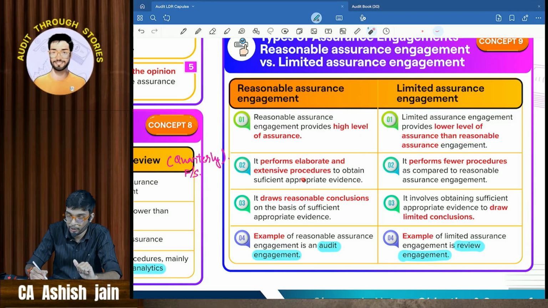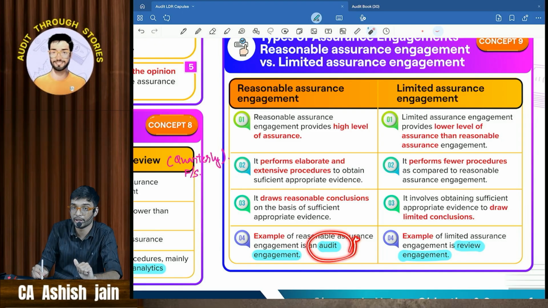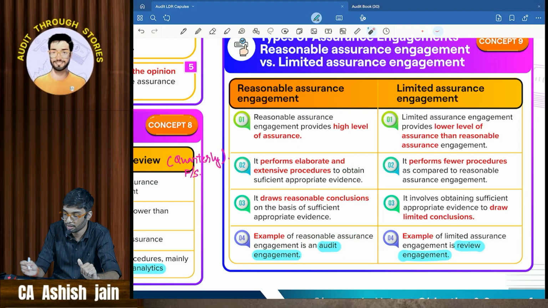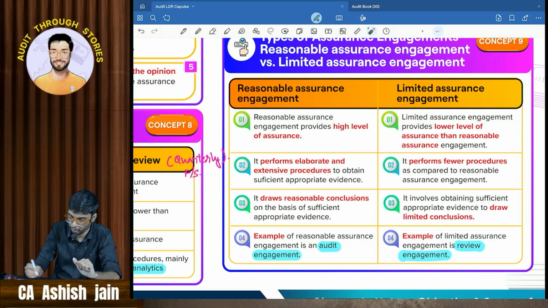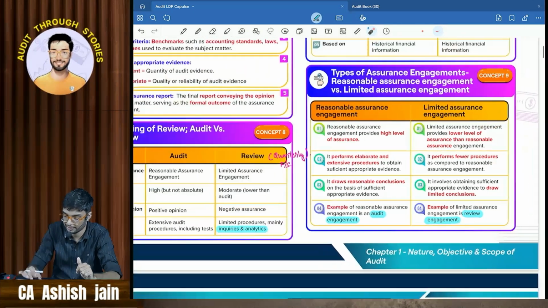You will perform elaborate and extensive procedures in case of reasonable assurance, which is nothing but audit, whereas in case of limited assurance you will perform only a smaller amount of procedures. You will be drawing a reasonable conclusion in one, and a limited conclusion here. Then comes the example which we have already discussed.